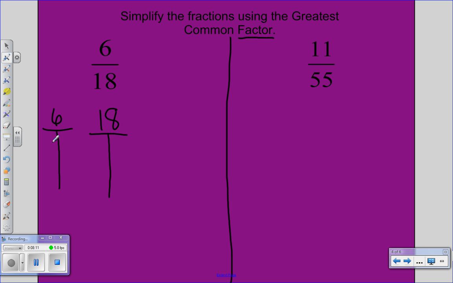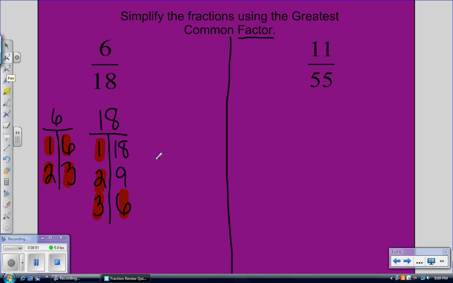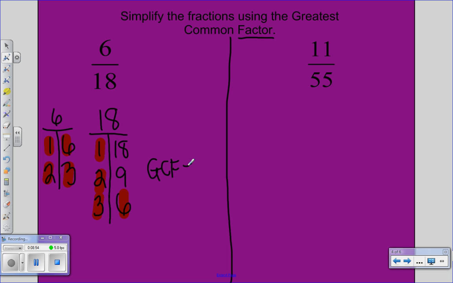So here we go, your factors for 6. Play Shazam. 1 and 6, 2 and 3. 3's already there. Shazam, you're done. Factors for 18: 1 and 18, 2 and 9, 3 and 6. Can't write 4, can't write 5. 6 is already there. Shazam. You are done. So your common factors are going to be 1 and 1, 2 and 2, 3 and 3, 6 and 6. So your greatest common factor is going to be 6. So your GCF equals 6.